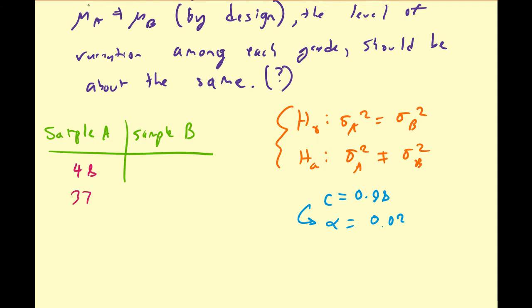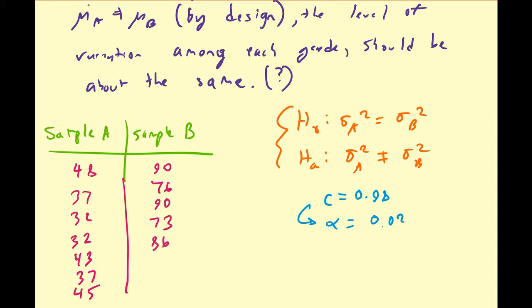37, 32, 32, 43, 37, and 45. And let us assume sample B consists of 90, 76, 90, 73, 86, 84, 88, 79, 83, and 70. And notice that these sample sizes are completely different. They do not need to be the same.